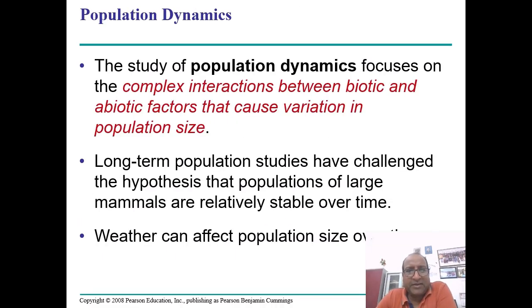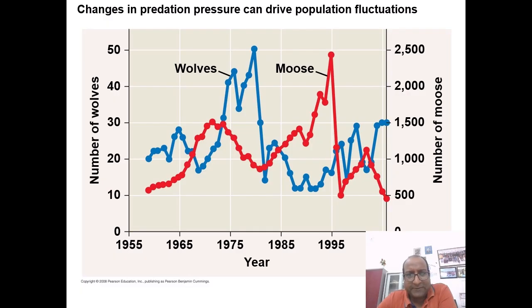Population dynamics. The study of population dynamics focuses on the complex interaction between biotic and abiotic factors that cause variation in the population size. Okay, so population dynamics is actually controlled by both living factors as well as abiotic components. Long-term population studies have challenged the hypothesis that populations of large mammals are relatively stable over time. Weather can also affect the population size.